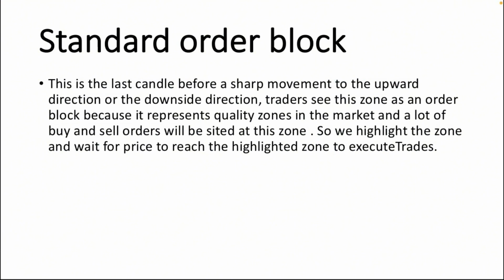Okay, the whole volume in the market was too much, and prices could not pick some orders, probably in the bullish trend or the bearish trend. Okay, so we have a lot of orders seated at that side, so we need prices to actually reverse to that area, pick that order and continue moving in the intended direction. So we highlight the zone and wait for prices to reach the highlighted zone, so we can actually execute the trade as well.